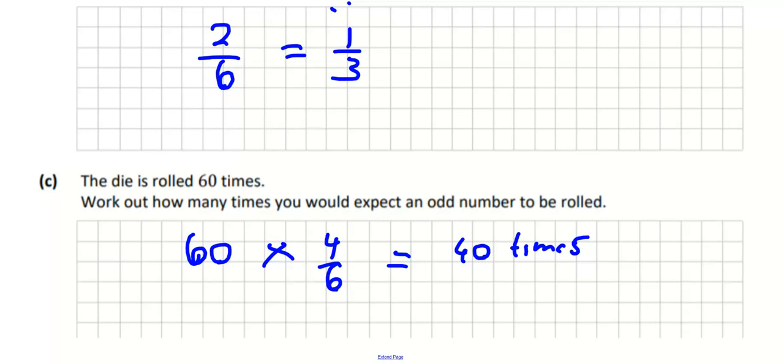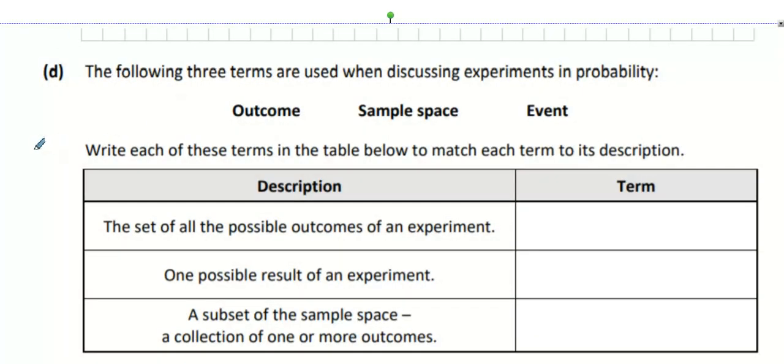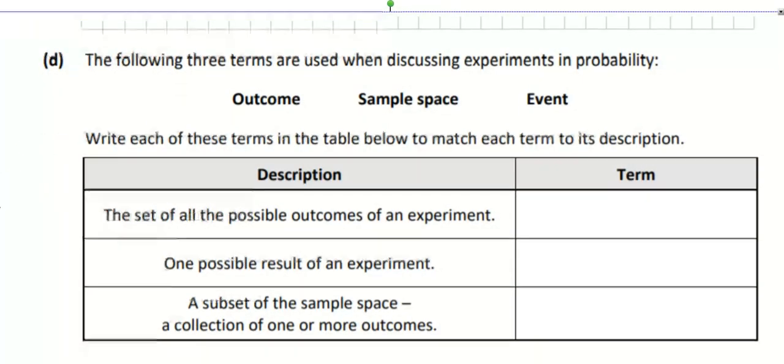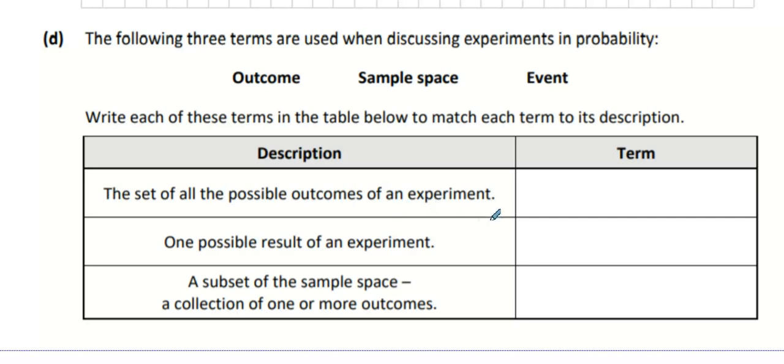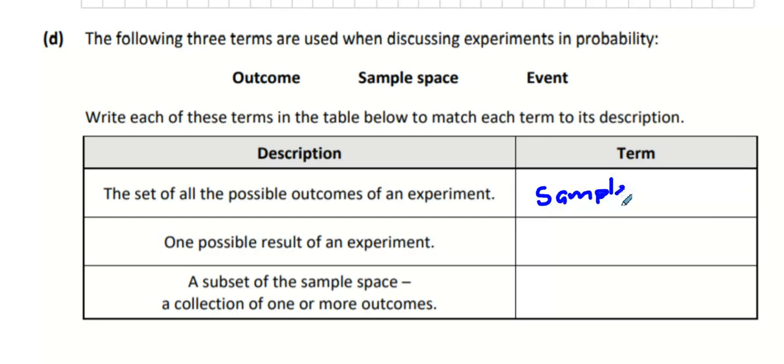Okay, next one. The following 3 terms are used when discussing experiments and probability. Which one is which? Well, the sample space is the set of all possible outcomes in the experiment. One possible result of the experiment is an outcome. And finally, a subset of the sample space is an event.